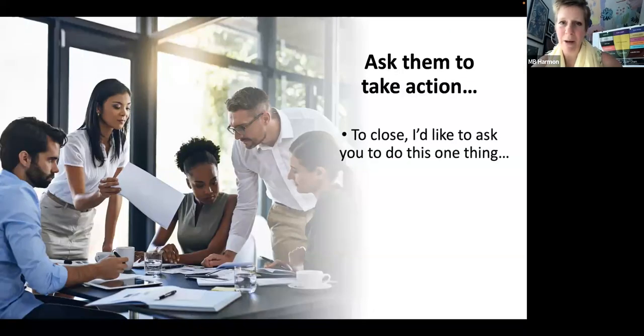So this piece about asking them to take an action, which is becoming more and more common, is to literally ask them. So to close or to finish, I'd like to ask you to do one thing. And you ask them to do whatever it is. Go home and talk to your family about whatever it is. Or try to start doing this, you know, the next time you go to wherever, okay?